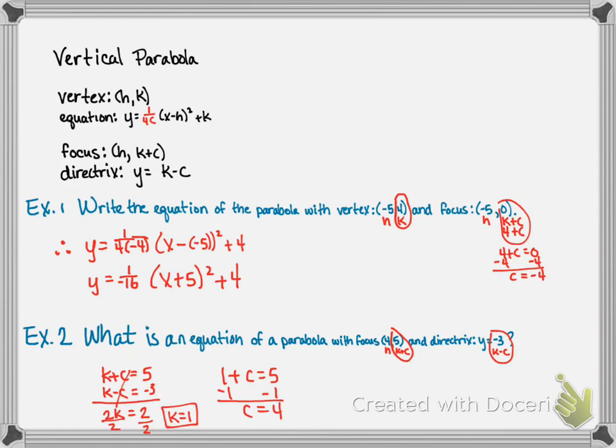So now I've got k is 1, c is 4, I already have h is 4. Let's substitute into the equation. y = 1/(4 · 4) times the quantity (x - 4) squared plus 1, or 1/16 (x - 4)^2 + 1. That's my equation.